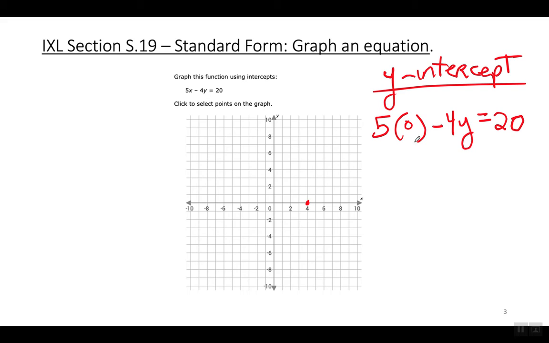So 0 times 5 is 0. So I'm just going to have negative 4y equals 20. So that means that y equals 20 divided by negative 4. So y equals negative 5. Boom, I'm done. I could have done both of those with mental math.